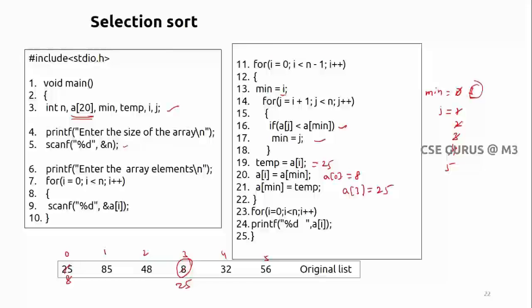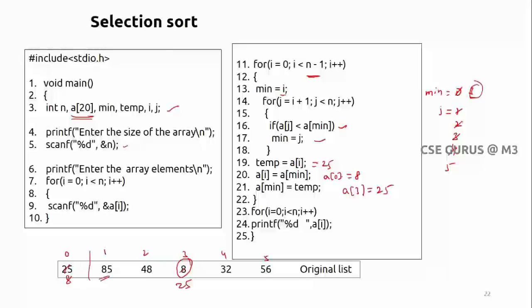Now minimum equals i, that means min starts from 1, right? So only this part is sorted, this is unsorted, and this has to be completed up till n minus 2, since it started from 0. So this is the program of selection sort.